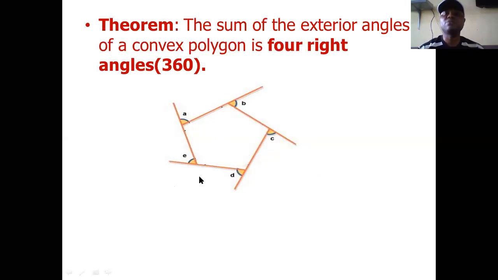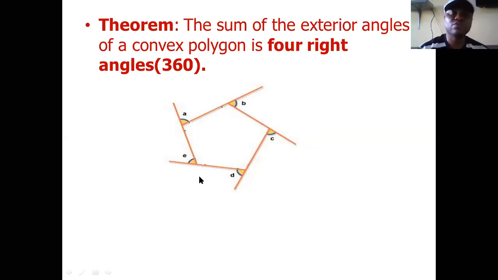Theorem: the sum of the exterior angles of a convex polygon is 4 right angles. What do we mean by 4 right angles? That is to say 360 degrees. 4 right angles means 360 degrees.